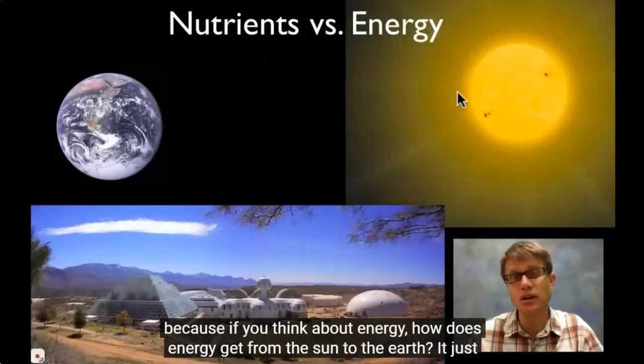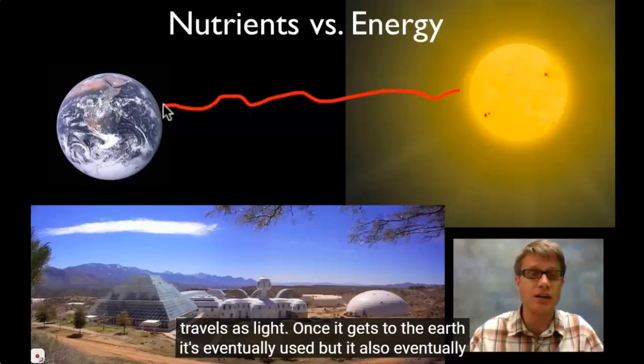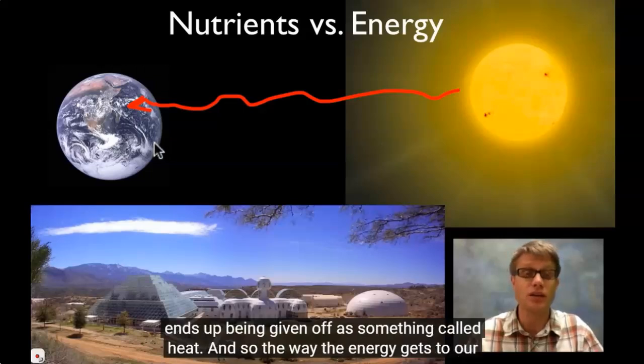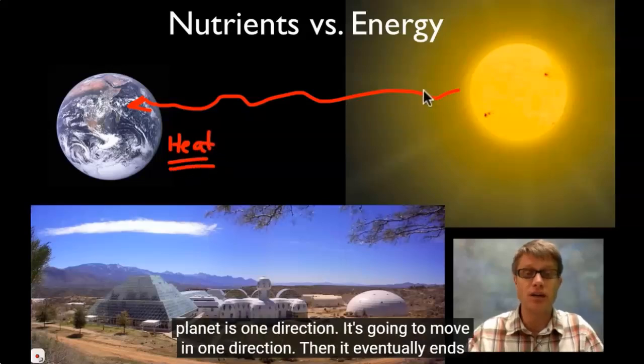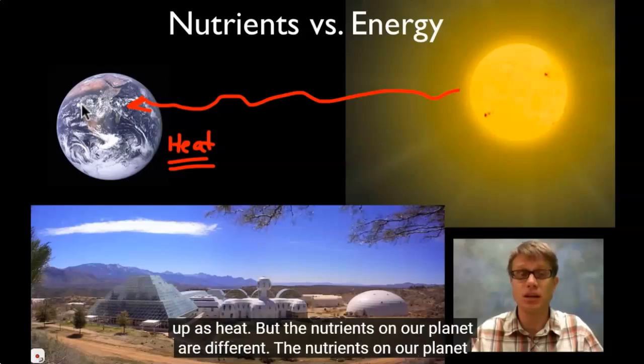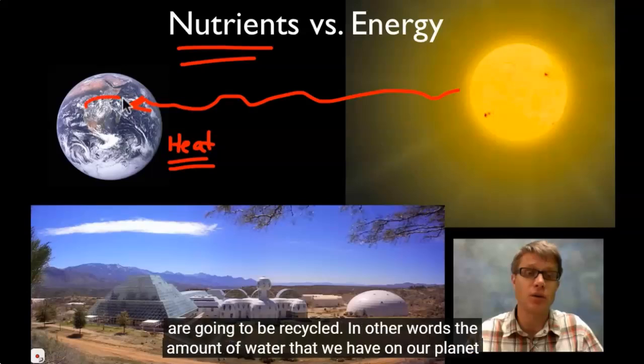Because if you think about energy, how does energy get from the sun to the earth? It just travels as light. Once it gets to the earth, it's eventually used, but it also eventually ends up being given off as something called heat. And so the way that energy gets to our planet is one direction. It's going to move in one direction, then it eventually ends up as heat. But the nutrients on our planet are different. The nutrients on our planet are going to be recycled.